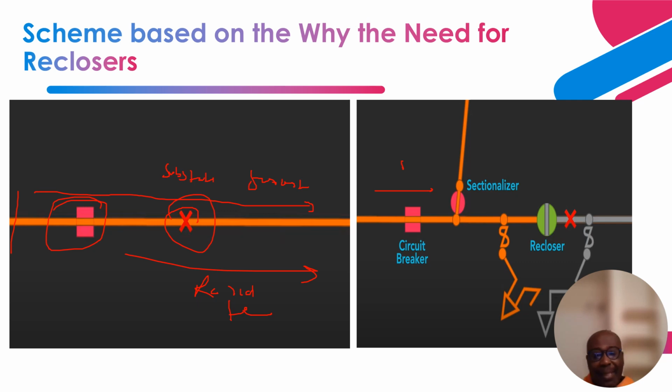So that is the reason why auto reclosing is needed, to mitigate and limit the number of customers that are going to be without power if there should be a permanent fault. But if it is a temporary fault, then the reclosing action is going to mitigate it, and all customers are going to be restored within the blink of an eye.